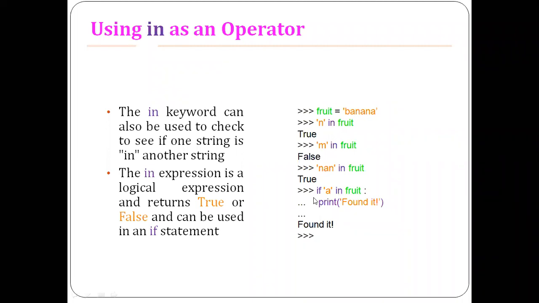And look at this one. If a in fruit, print that it is found. This is a logical expression I'm looking for. A in fruit: a will be searched in fruit, and it will generate a true value. If it is true, it will print the message "found it" on the terminal, which is exactly what I am seeing on the terminal. That is, the in keyword is basically used to search for a string in a given string object, and it is also used in an if statement as well.